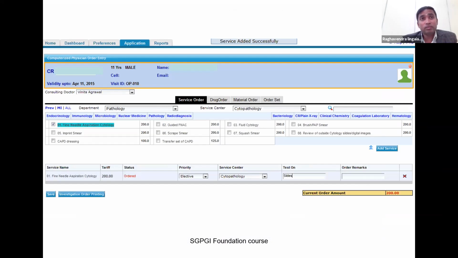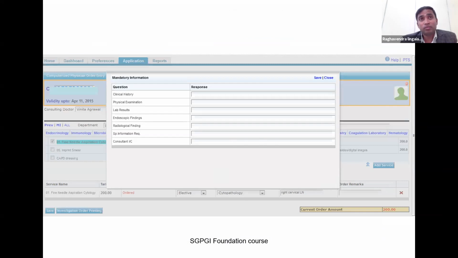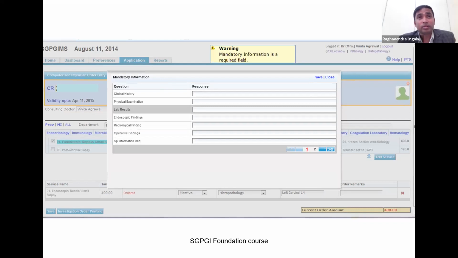If you try to raise an FNAC request in HIS, it asks for certain mandatory information, whether clinical information or physical examination, lab results, and other findings. It is always better to give the appropriate details, so it will help the pathologist in giving a report earlier. They are mandatory, without which you cannot proceed with raising the request. However, many times we come across just a dash being mentioned there. Since it's software, it does not know what you have written. If something is filled in, it allows you to go forward.